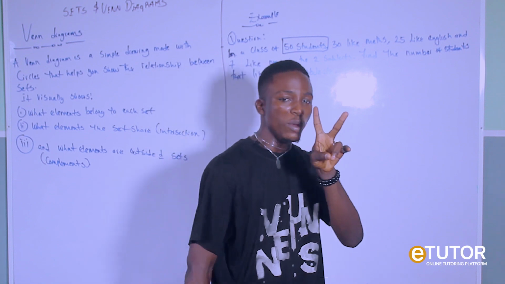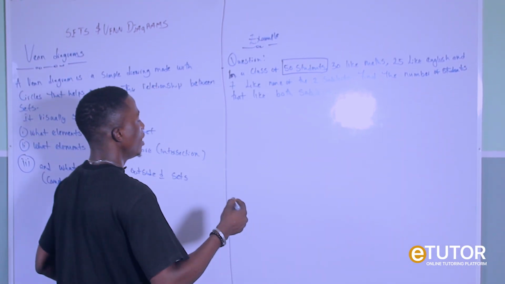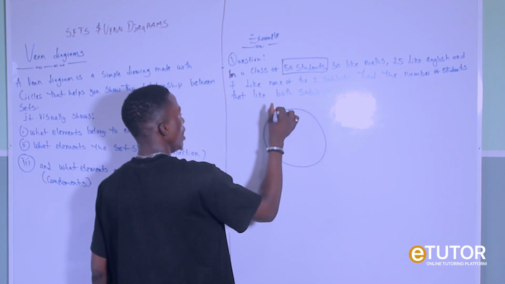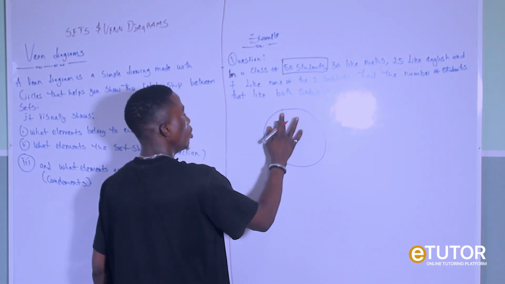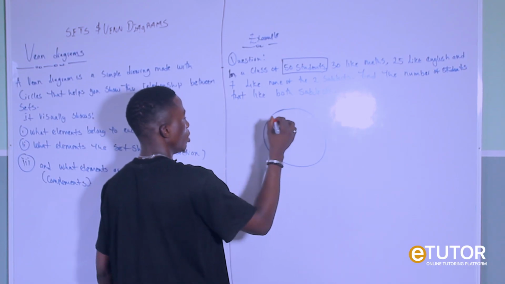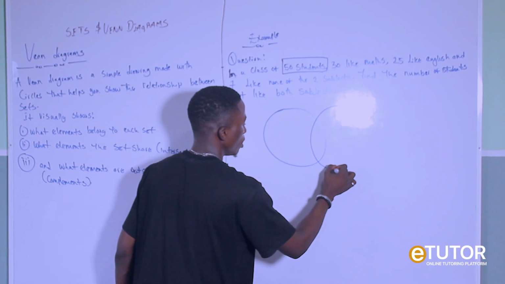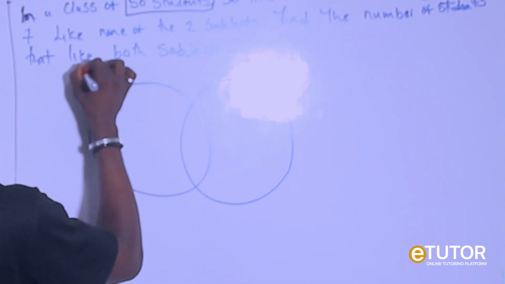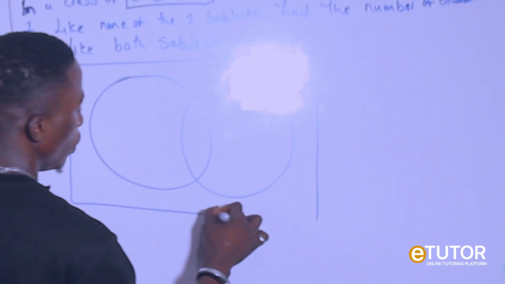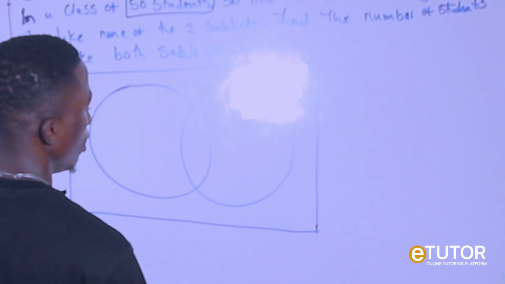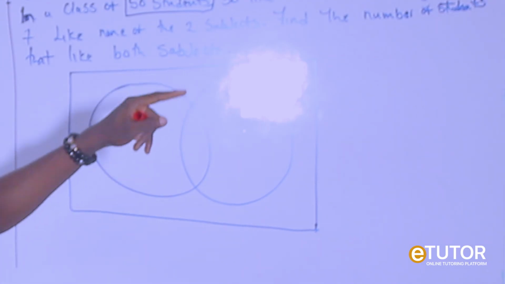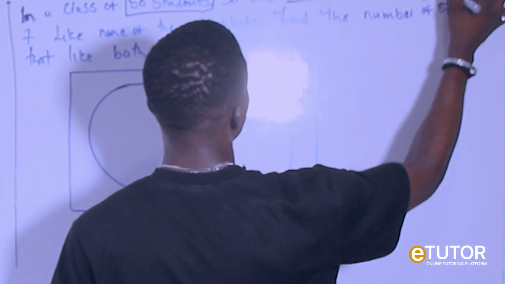Now here, we are dealing with just two subjects. So our Venn diagram would look like this. A Venn diagram is made with two overlapping circles. For this case, two overlapping circles. Overlap means they would intersect. So here is how you draw your Venn diagram. We have two circles here because we are dealing with just two subjects. And the subjects are maths and English.